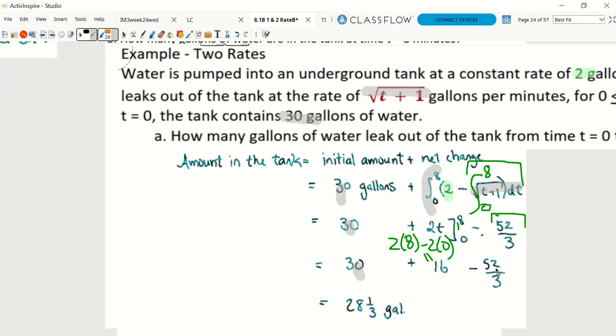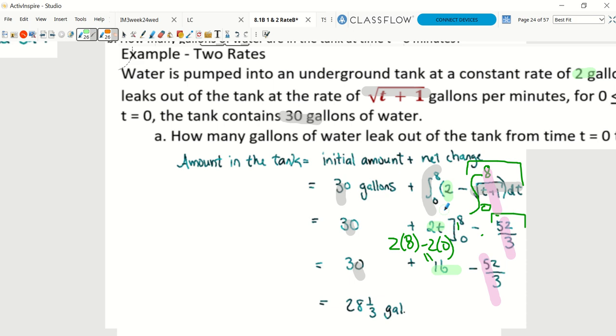Now, this 52 over 3 is right over here, from the previous slide, part A. Let's talk about this 2 real quick. It's easy. The integral of 2, can we agree, is 2t? Then you just do 2 times 8 minus 2 times 0, which gives you 16. Now, that's the calculus. This green highlight is the calculus official way.